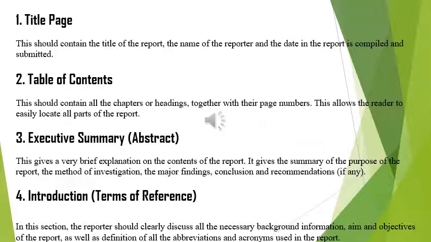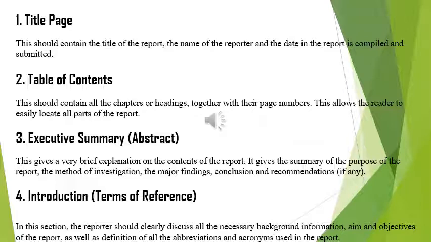1. Title page. This should contain the title of the report, the name of the reporter, and the date the report is compiled and submitted. 2. Table of contents. This should contain all the chapters or headings together with their page numbers. This allows the reader to easily locate all parts of the report.